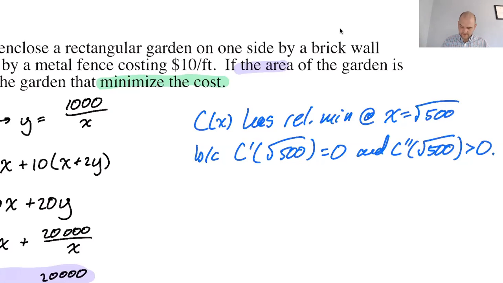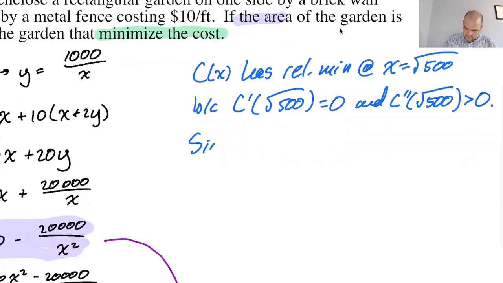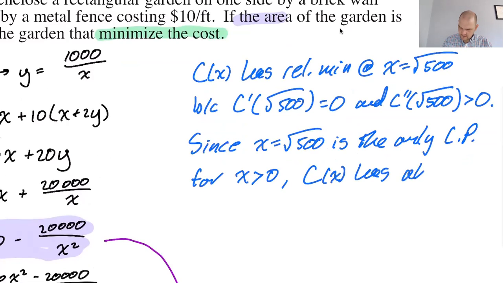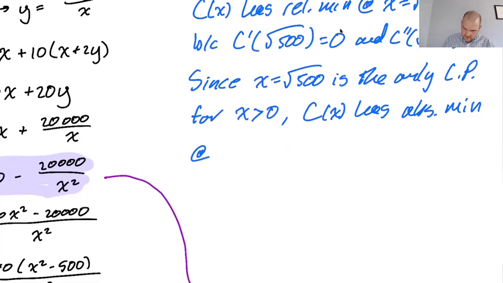Now, lonely critical point. Since x equals radical 500 is the only critical point, I think I should say the only critical point for x greater than 0, because there were two. So it's the only one on the interval we're interested in. So for x greater than 0, C of x has the absolute min, sorry. You do so many maximum problems, it just gets in your head. Absolute min at x equals radical 500.